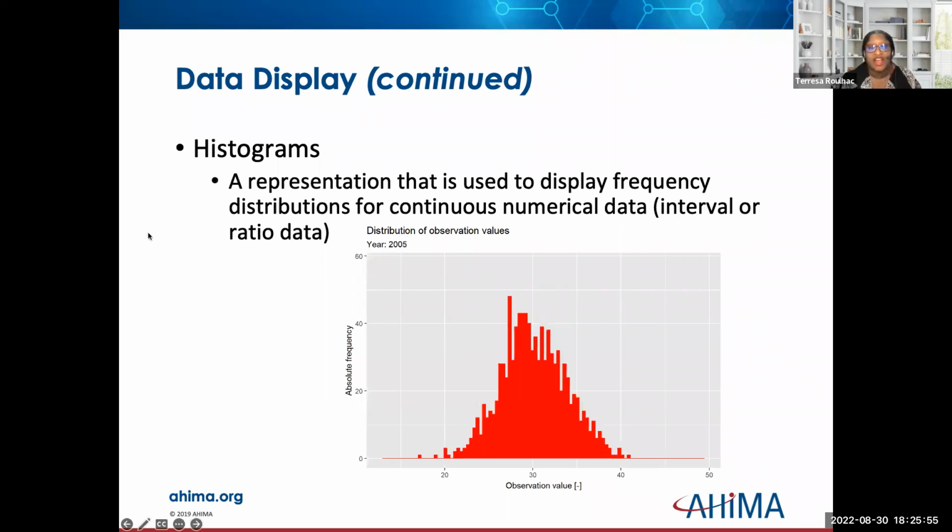Histograms. Now, the difference from a bar graph is that bar graphs display data that falls into categories. Histograms illustrate the frequency distribution of continuous variables. Histograms are created from frequency tables, all right? And as you can see, it says that it's a representation that is used to display frequency for continuous numerical data. What they're saying is this is going to be interval or ratio data.